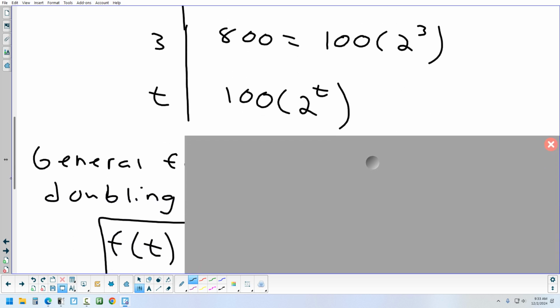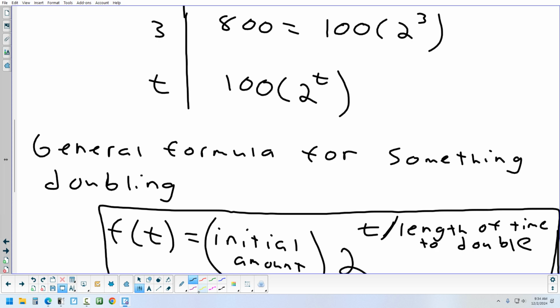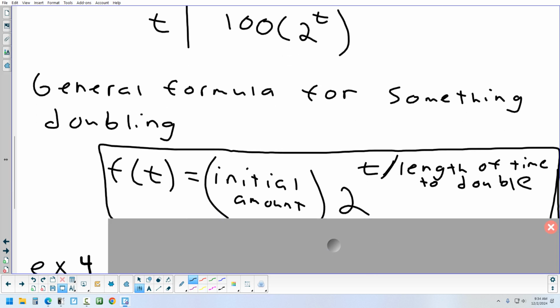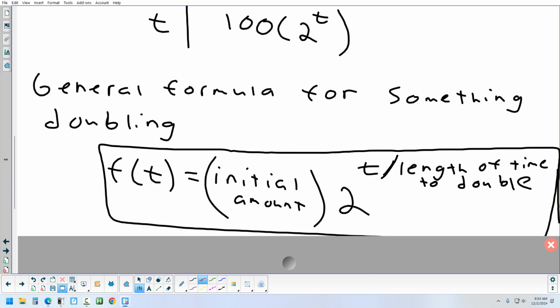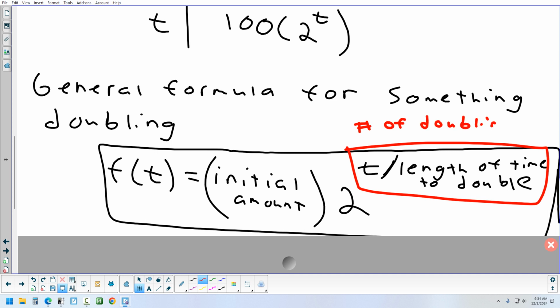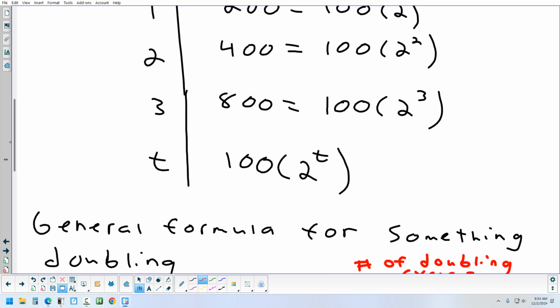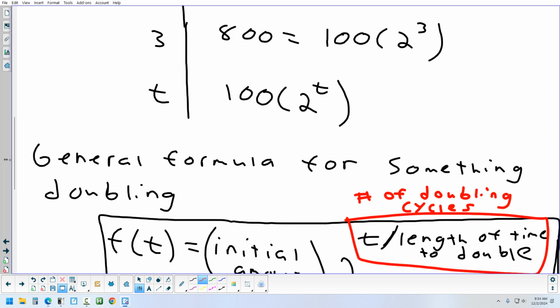So in general, the formula for something doubling is the initial amount times 2 for doubling, and the exponent is t divided by the length of time to double. Now, the reason it has to be t divided by the length of time to double is because this is the number of doubling cycles, which in this case is equal to the amount of hours that have gone by. If 1 hour has gone by, it's doubled once. 2 hours, twice. 3 hours, it's doubled 3 times.